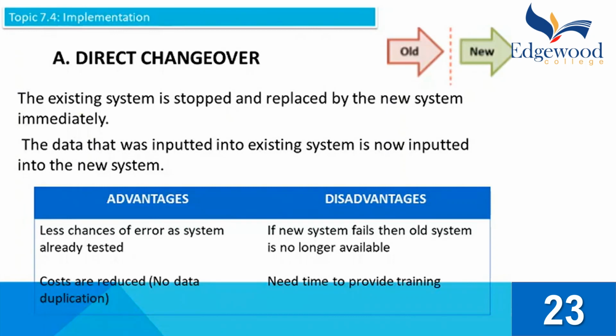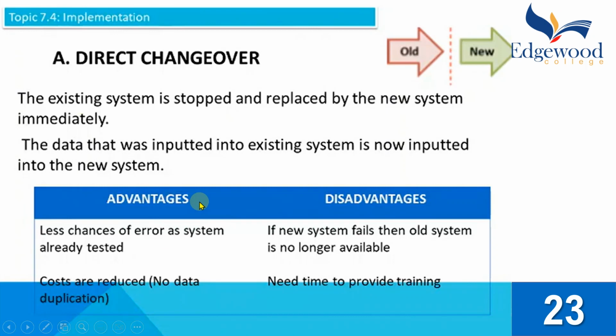For the advantages, there are fewer chances of errors as the system is already tested. The costs are reduced as there is no data duplication. The benefits are immediate. There's no need to pay extra staff, so the costs are reduced as well, because only one system is fully operational, so there's no need to bring in or pay two sets of staff to use the system. All you have to do is train the current staff you have.